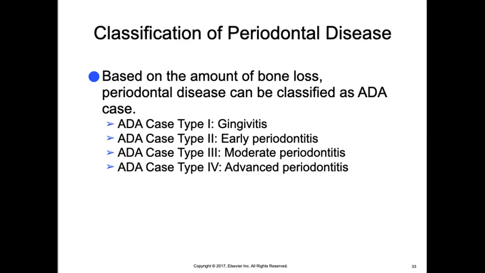ADA case type 2 is known as early periodontitis. This is where we have some mild bone loss in the areas. ADA case type 3 is moderate periodontitis. And then type 4 is advanced periodontitis.